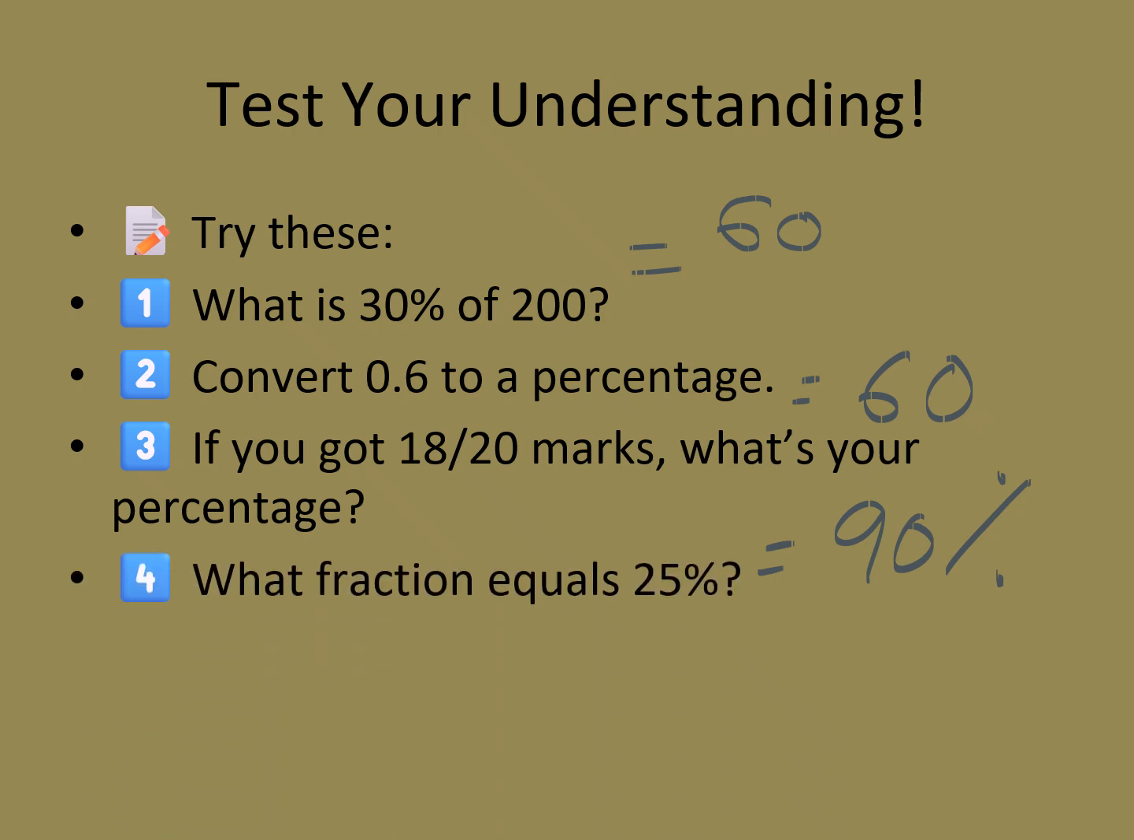Now next, what fraction equals 25%? We have to find a fraction value. So you will take 25 divided by 100. Now you will simplify it. We want the answer in a fraction, so just simplify. 25 ones are 25, 25 fours are 100. So 1 upon 4 is equal to 25%.